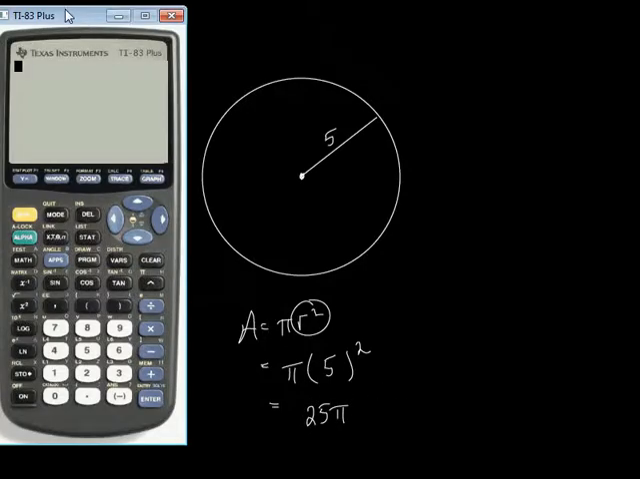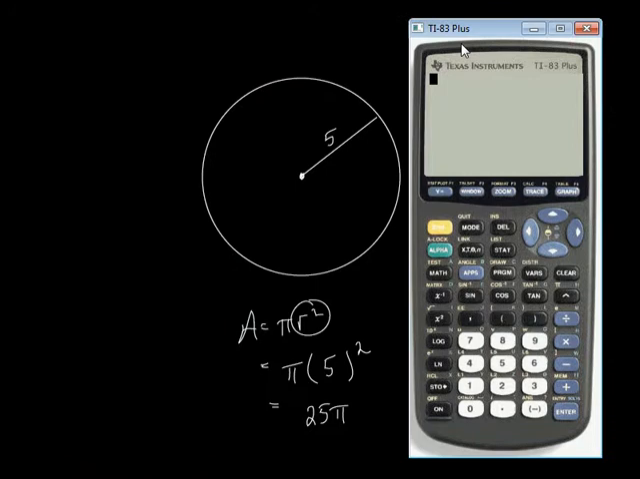Now let's do this on the calculator. Make sure you know how to do this on your calculator. If you have a calculator like this one, let me show you. It's actually kind of nice. All you got to do is hit 25, and you don't even have to hit times. All you got to do is hit 25 pi. And then you hit enter, and then there's your answer right there, 78.5.